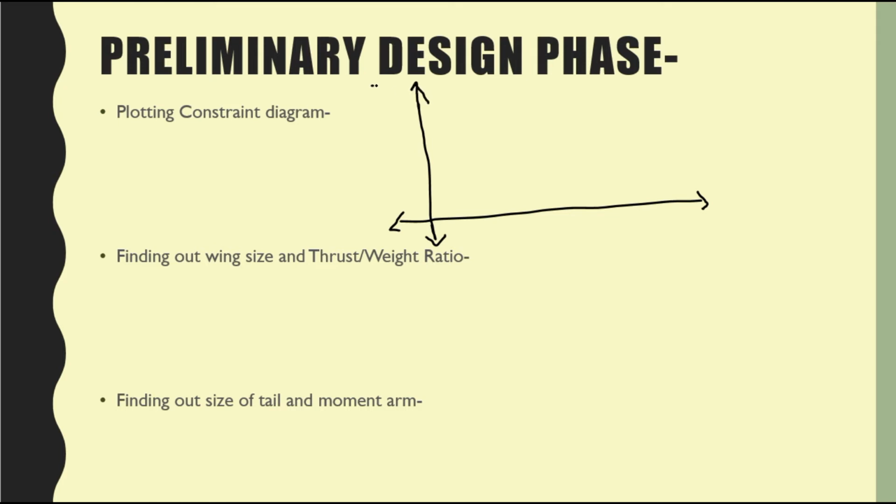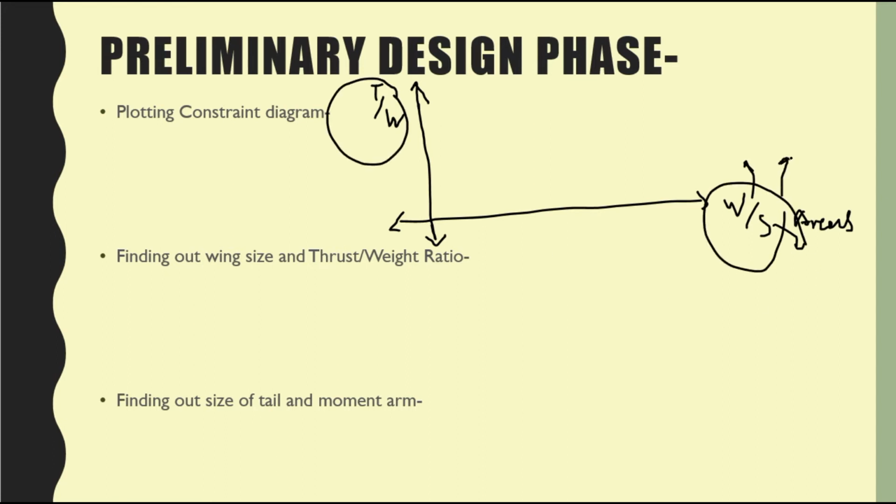So constraint diagram is a plot of thrust by weight ratio to the wing loading. Now by wing loading, I mean that this is the weight of the aircraft and the area of the wing, that is the platform area of the wing. This is known as S. So it is the ratio of thrust by weight of the aircraft to wing loading. This is wing loading.